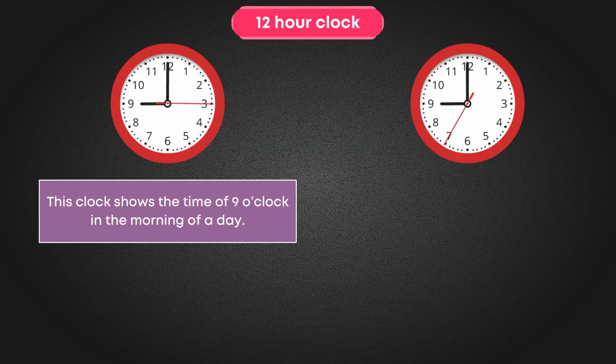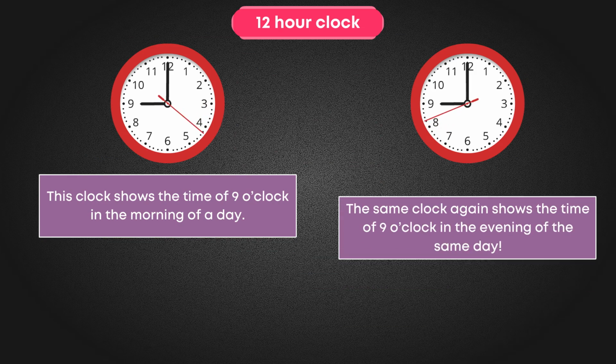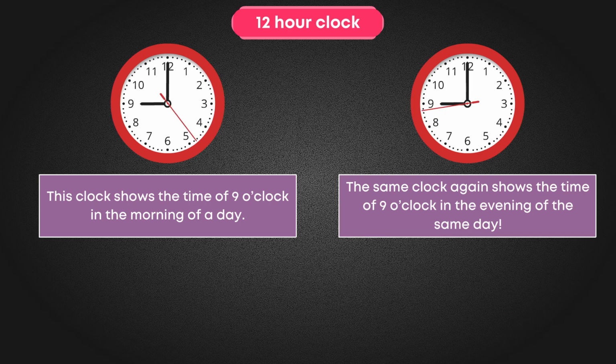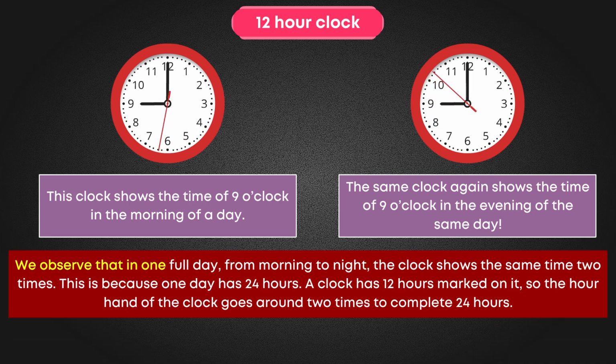12 hour clock. This clock shows the time of 9 o'clock in the morning of a day. The same clock again shows the time of 9 o'clock in the evening of the same day. We observe that in one full day, from morning to night, the clock shows the same time 2 times. This is because one day has 24 hours.